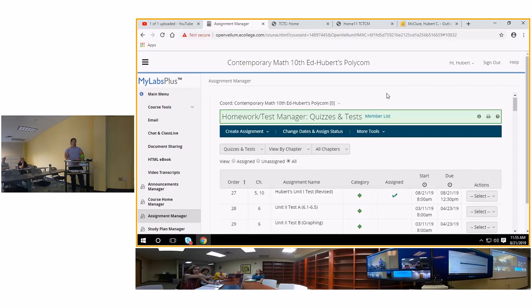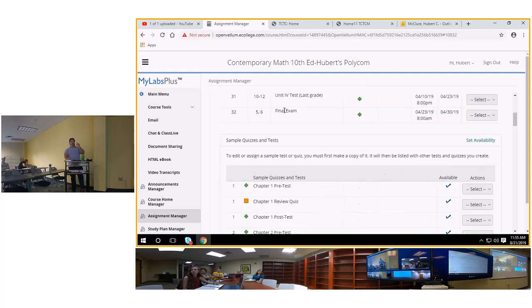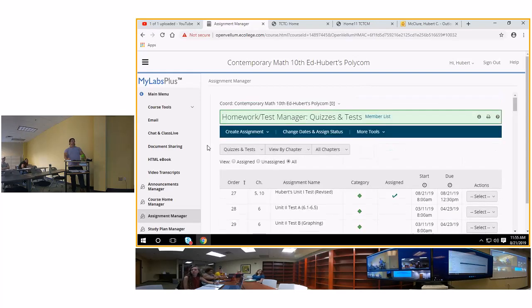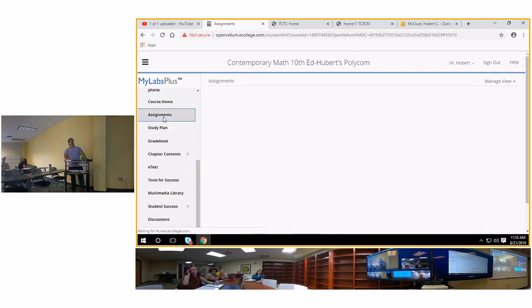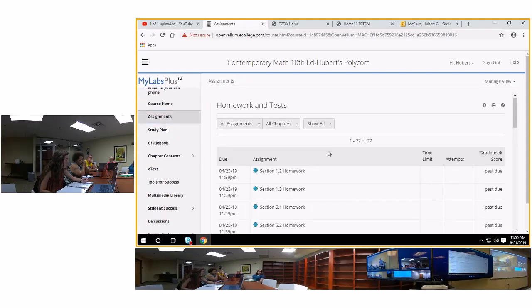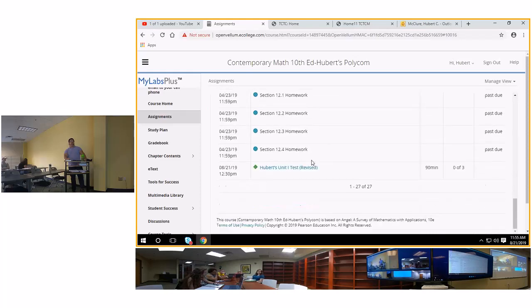Very, very small. What's the chance of you getting the same test as the person sitting beside you in a computer lab? Very, very low probability. They're not going to be the same. Okay? So with that being said, the test will be under assignments. You click on it. Right there. Unit 1 test.